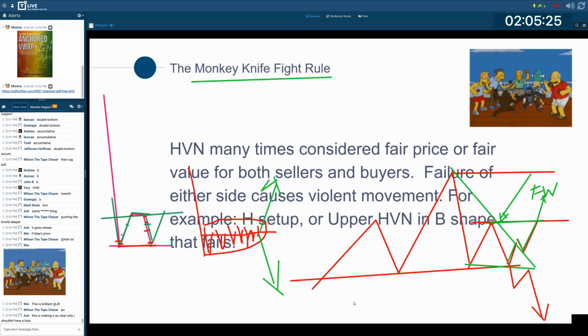So the monkey knife fight rule, okay? First, you have to understand what patterns and structures typically form these. Like pain trades are another example, right? You have to understand what structures form these, but then you have to recognize when high degrees of transactional volume are forming high volume nodes, because those are going to be essential for you to be making operational roadmap decisions. Okay?